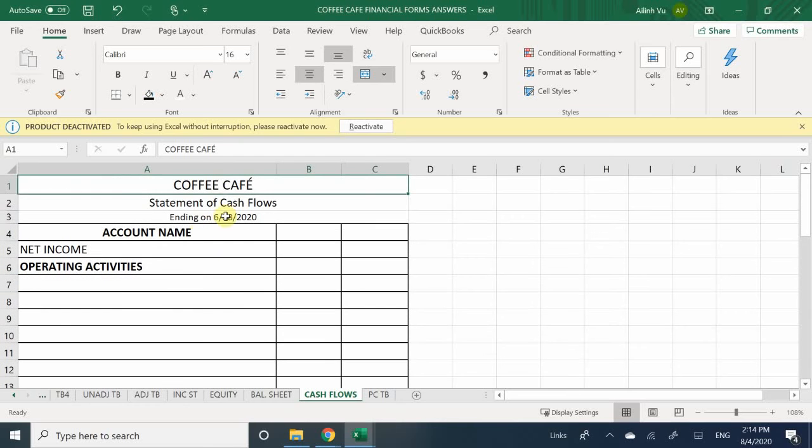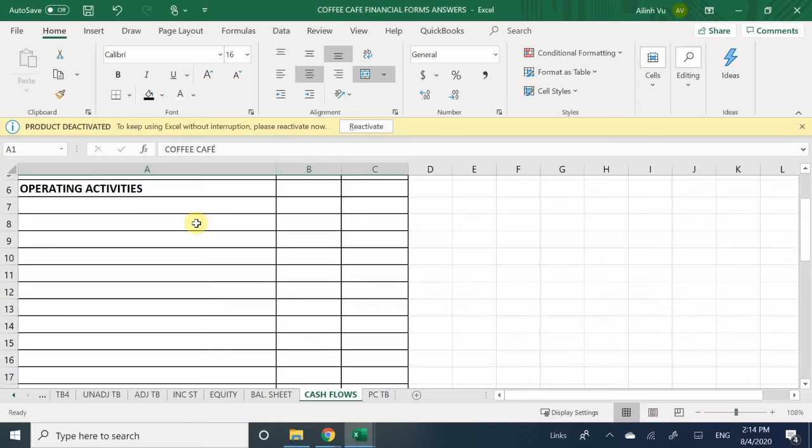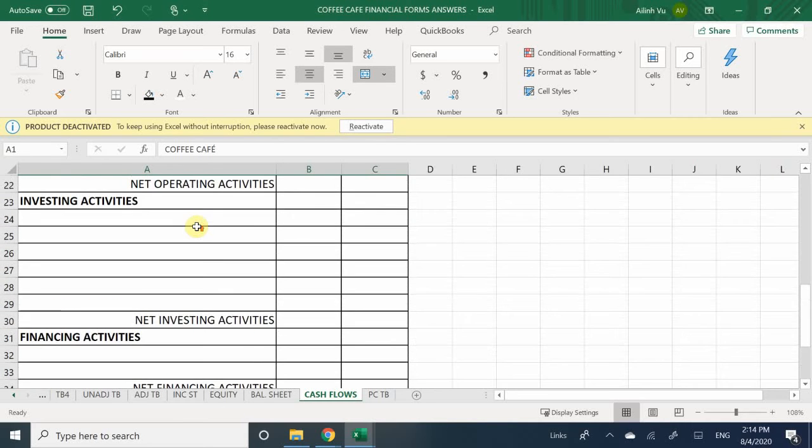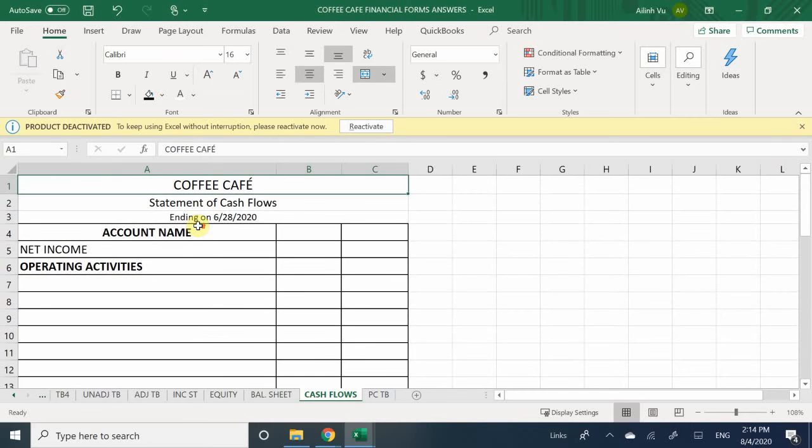The next statement, I don't know how to describe this, but I'm going to tell you this is not as important as the other three criteria. The reason being, I don't want to explain this until Thursday, just because I'm not going to test you on this, and even Mr. Sanchez doesn't test on the statement of cash flows.